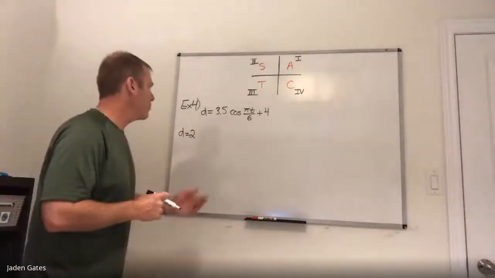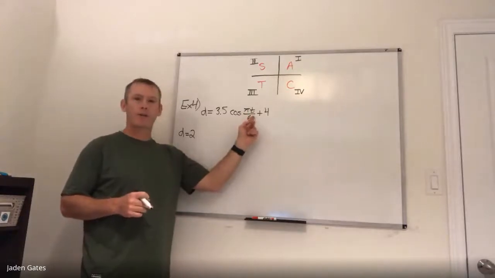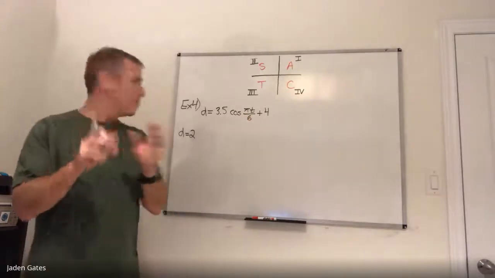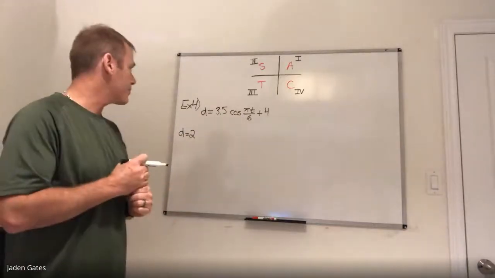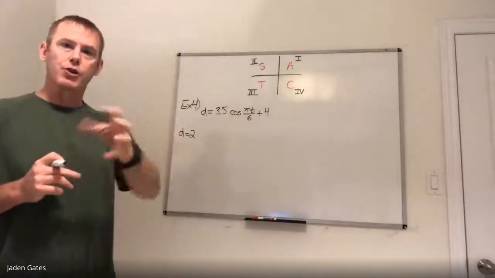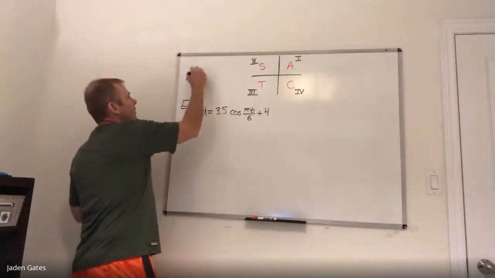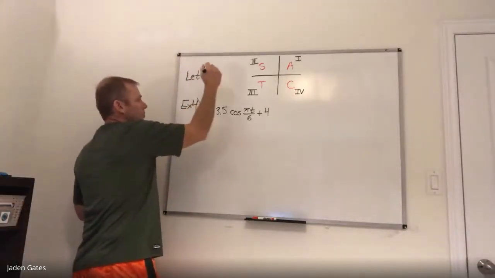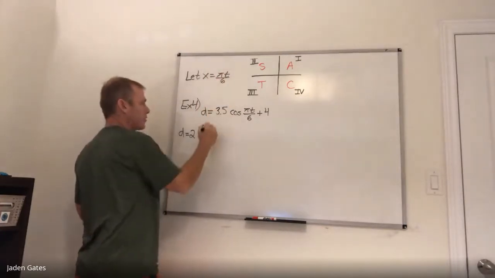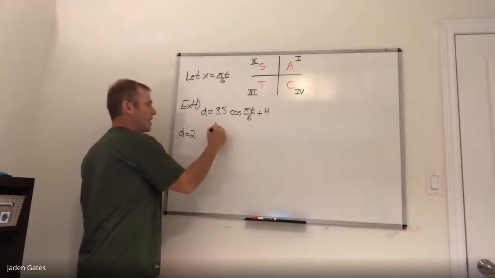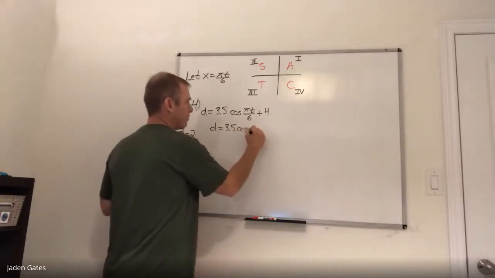Now, here's the thing with this question. Look inside our trig function. It's not just one simple thing, it's not just a t. We've got pi by 6 times t. So I'm going to make a substitution. I'm going to let that whole thing equal x. So I'm going to let x equal pi times t divided by 6. Now our equation becomes d equals 3.5 cos x plus 4.